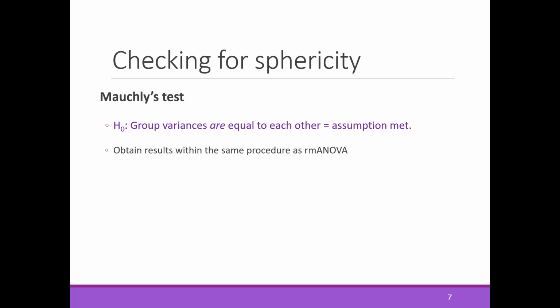Now, just as a side caveat to tuck away at the back of your mind, Mauchly's test may underestimate problems in small samples and overestimate them in large ones. So when you start looking at very small samples or very large samples, you want to just tuck this away at the back of your mind. That is just FYI.